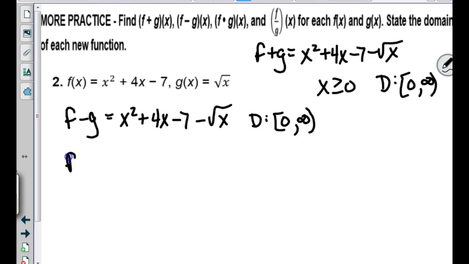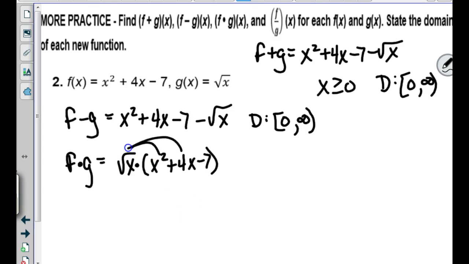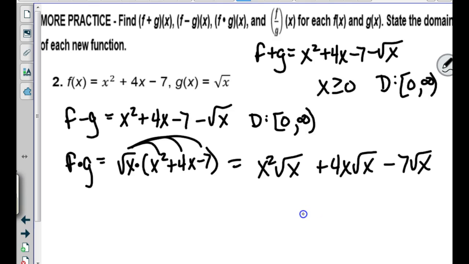All right. f times g. I just want to cry a little. So we have this function, and we're supposed to multiply it by square root of x. If I distribute that through there, it doesn't turn into anything nice. I get x squared square roots of x plus 4x square roots of x minus 7 square roots of x. All of those have what domain restriction? They still have to be 0 or greater. I'm thinking I could have even just said this was okay.